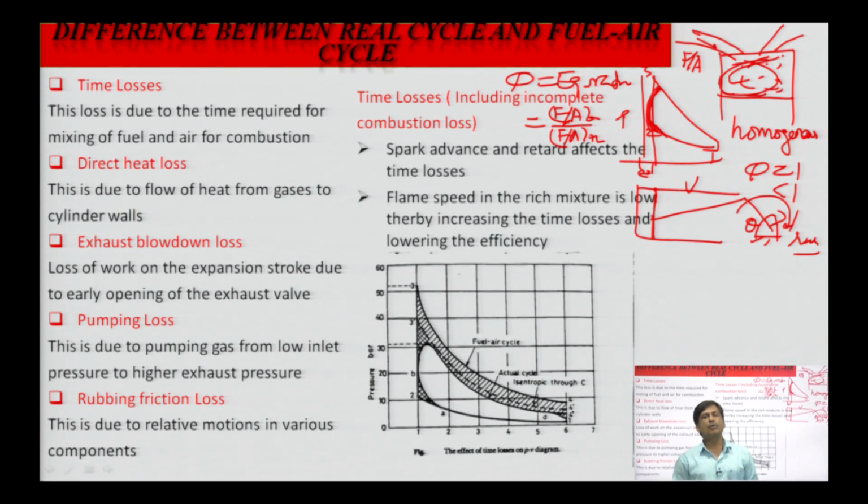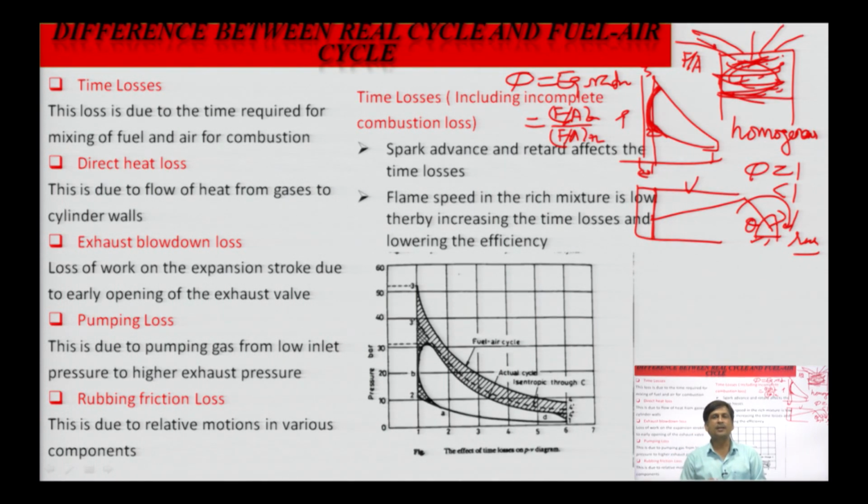Other than this, it also depends upon the size and geometry of the combustion chamber, because in the SI engine we create a spark, and this spark is propagated throughout the mixture. That is called flame velocity. So, how the flame is traveling matters: if the flame velocity is very high, the time loss will be less. If the flame velocity is very low, the time loss will be higher. So, it also depends on the type and quality of the fuel used.